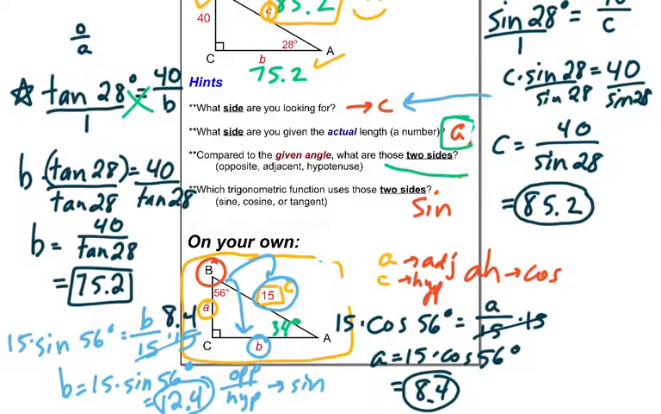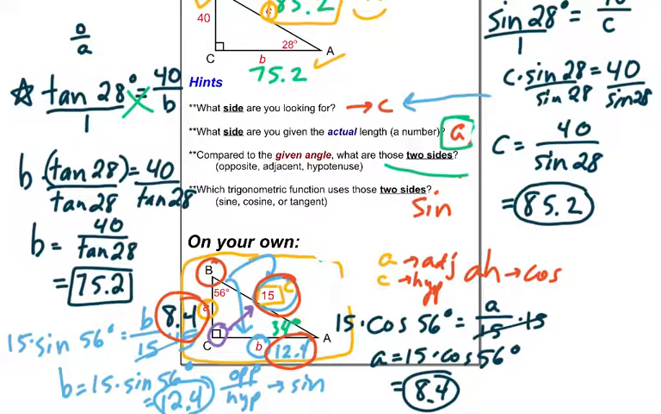Now, we should do that little double check, right? Just to make sure everything looks okay. I've got a side of 8.4. I've got a side of 12.4. And my hypotenuse is definitely longer than that. That's great. Not only that, a little bit of a bonus way to check. Do you remember in geometry, the longest side is always across from the largest angle. So the largest angle here, of course, is the 90. So the 15 is across from it.